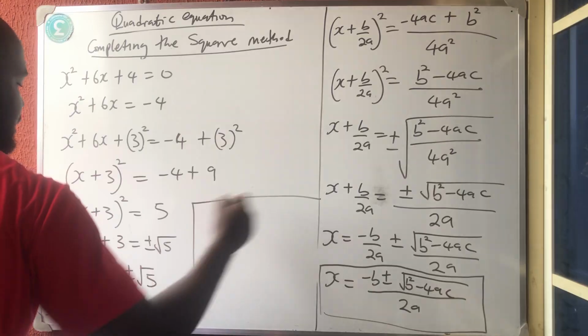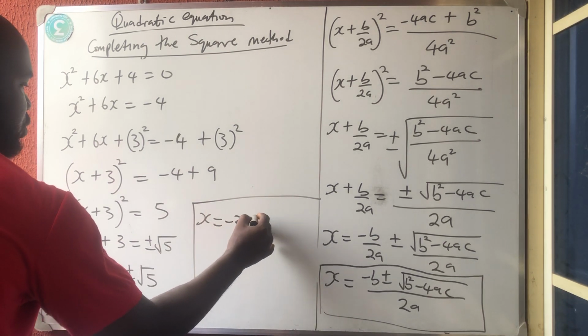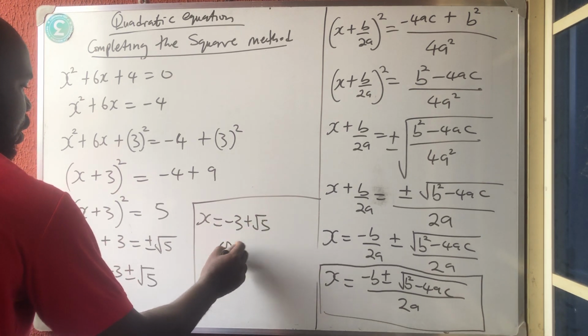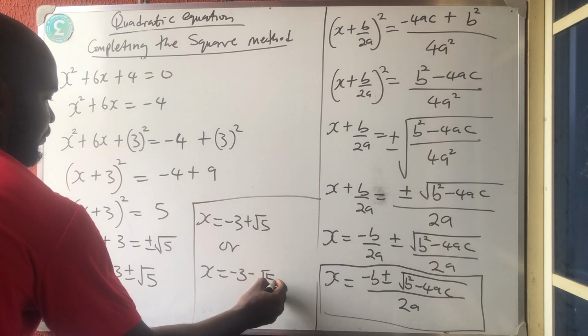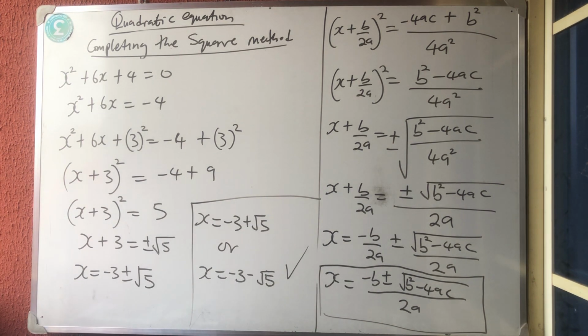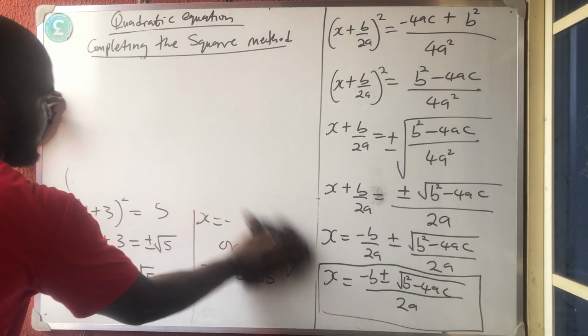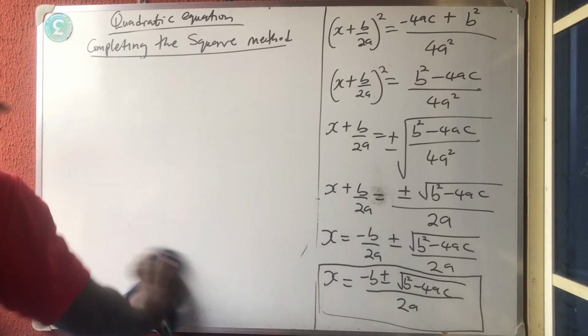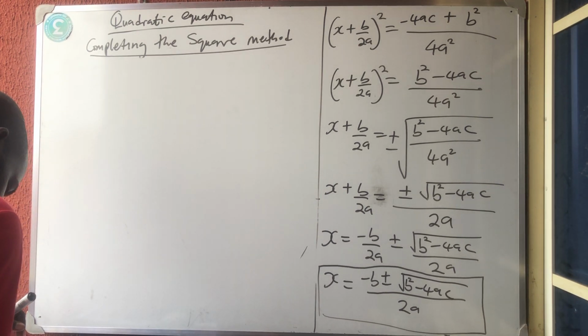So finally, the answer is simply x is equal to, take the first one, minus 3 plus the square root of 5, or x is equal to minus 3 minus the square root of 5. But 5 does not have a square root, so this is simply the answer. You see, the completing the square method is very simple. Just know what the completing the square method is and you are done. Okay, so let's take another question on the completing the square method.